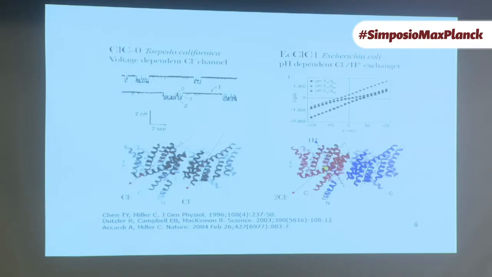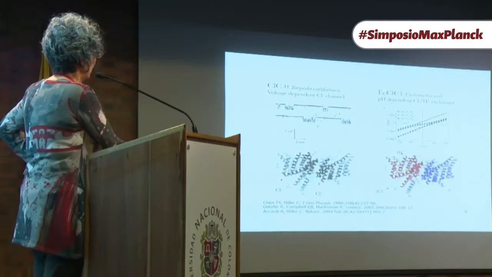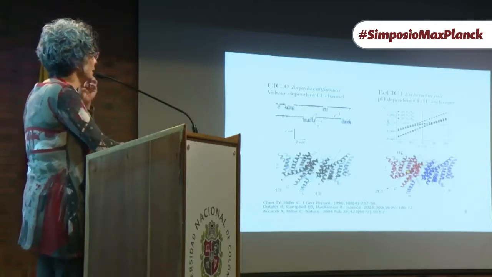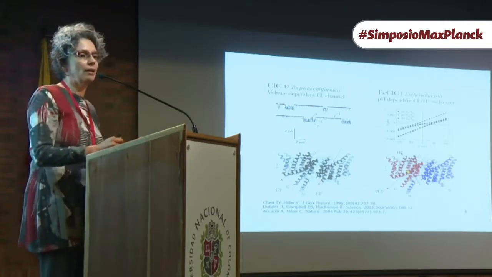Later, this same group, Christopher Miller, with Akabas and some other collaborators, were able to clone one of the CLCs of E. coli, and to their surprise, they didn't find a chloride channel. And this is quite interesting because in biophysics, you are either a channel or an exchanger. And this family has the two ways of moving ions, if you want.